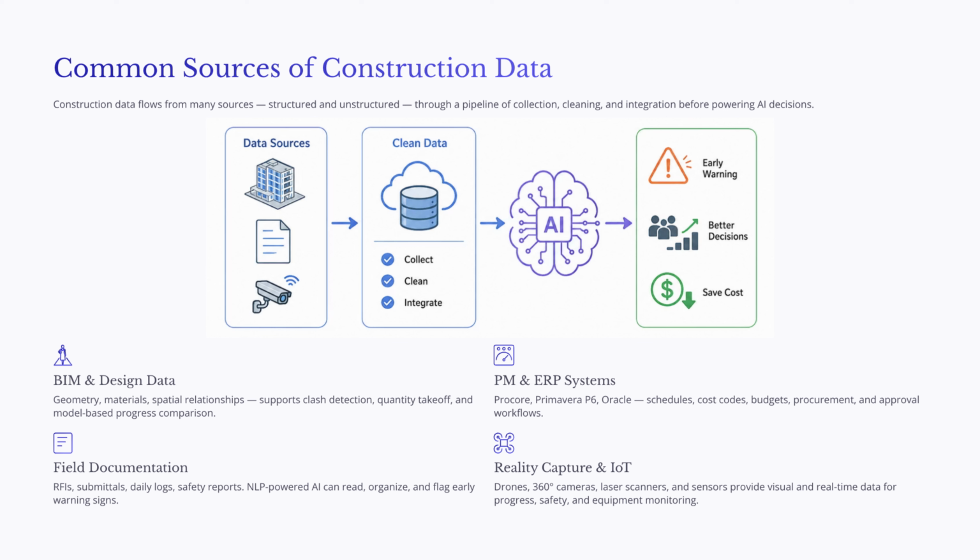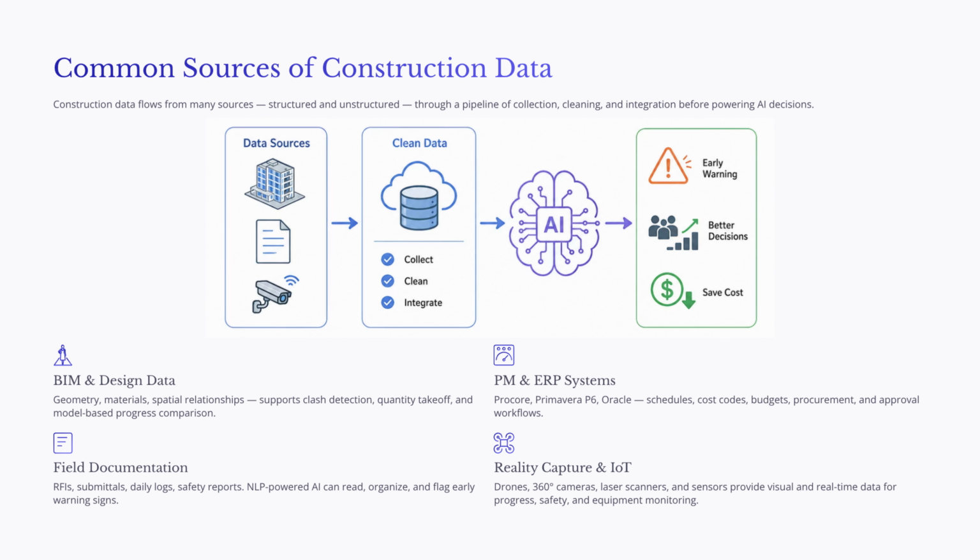Finally, we have reality capture and IoT data. Drones, 360-degree cameras, laser scanners, fixed cameras, equipment sensors, environmental sensors, and wearable devices can all provide visual or real-time information from the job site. AI-based computer vision can compare field conditions with BIM models, track installed work, and identify visible safety or quality concerns.